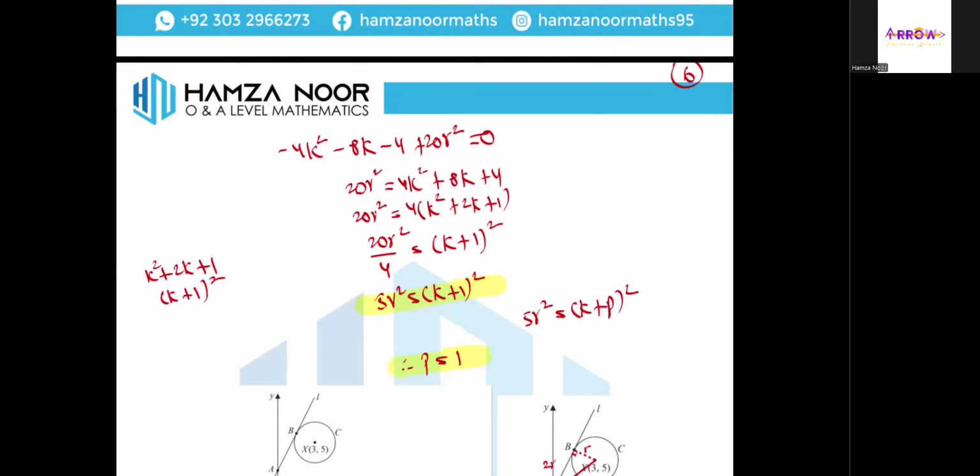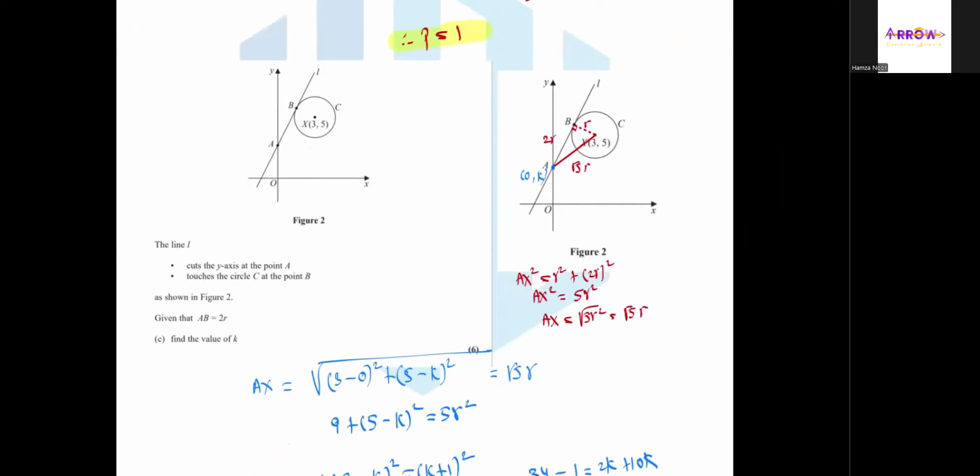It's not compulsory to mention the value of p. You just need to find your answer in this form, which is 5r square is equal to k plus p whole square. So therefore p is equal to 1. So here your answer is completed. You don't need to mention the value of p, but anyways, I have mentioned this over here. So this was part A and part B. All right, so now let's move on to part C.